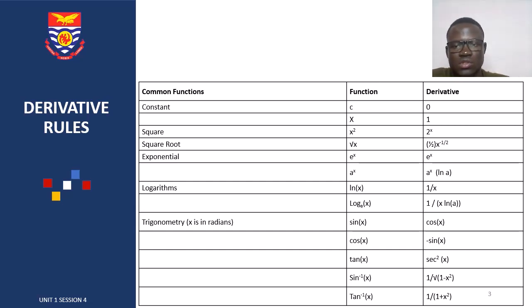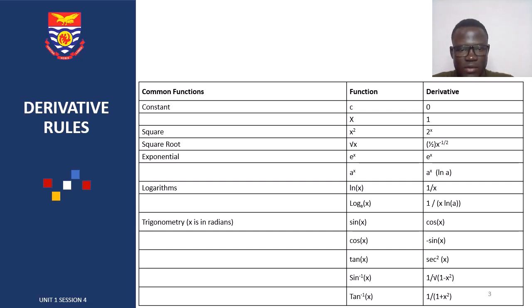The derivative of the square root of any function will always give us 1 over 2 times x to the power minus 1 over 2. Then when you look at the exponential, the derivative of any exponential will always give us that same function. So e to the power x will always give us e to the power x. A to the power x will always give us a to the power x times the natural log of a.